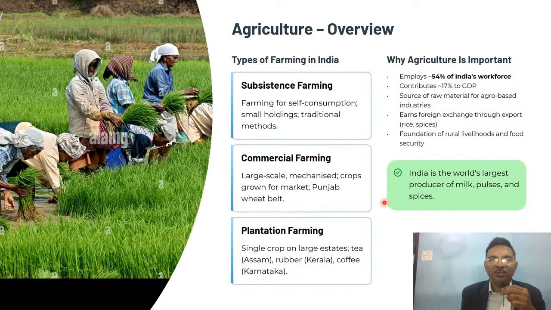So why is agriculture important? It employs 54% of the Indian workforce, and it contributes almost 17% to the GDP, gross domestic product, of India. It is a source of raw material for agro-based industries, and foreign exchange through exports like rice, spices, etc. It is the foundation of rural livelihood and food security. India is the largest producer of milk, pulses, and spices.